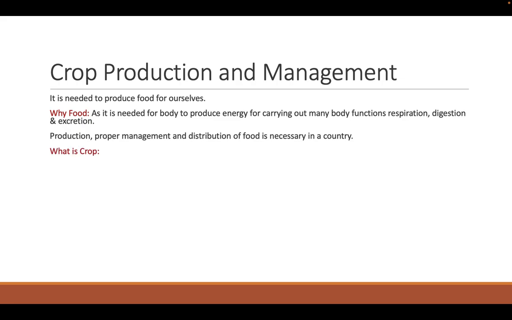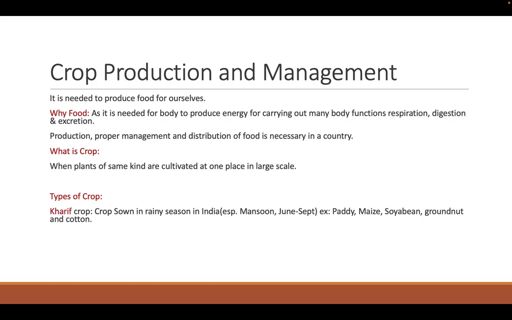Now, okay, we need food, we need to produce food, but what exactly is a crop? On a very basic definition, when plants of the same kind are cultivated at one place on a large scale, it is called a crop. So this is just a basic definition of what is a crop. Types of crop. Now you know crop. It's better to understand the categories of it and how it is exactly produced. We will move on to the management of crop part later. But let's just understand the types of crop.